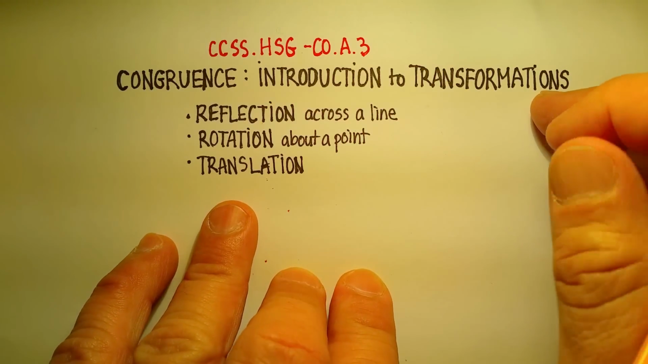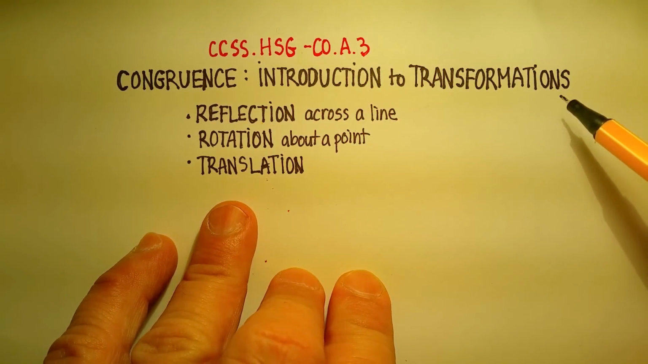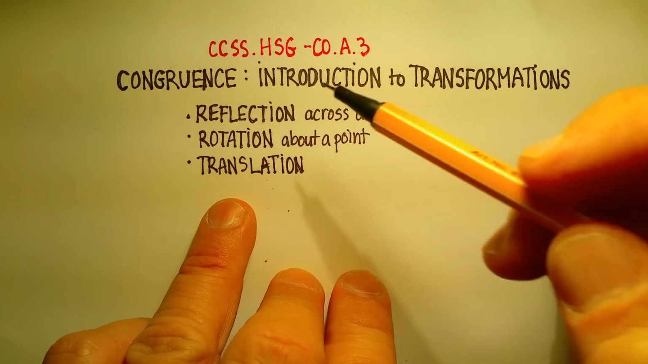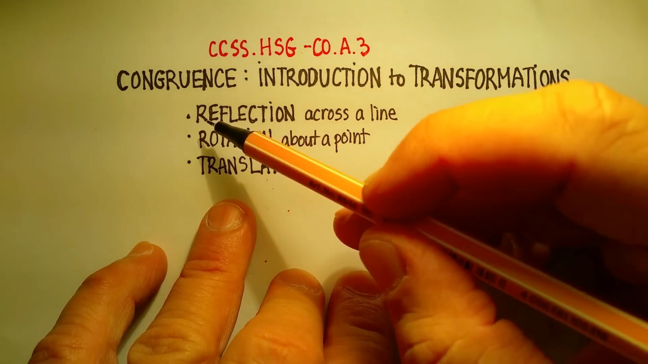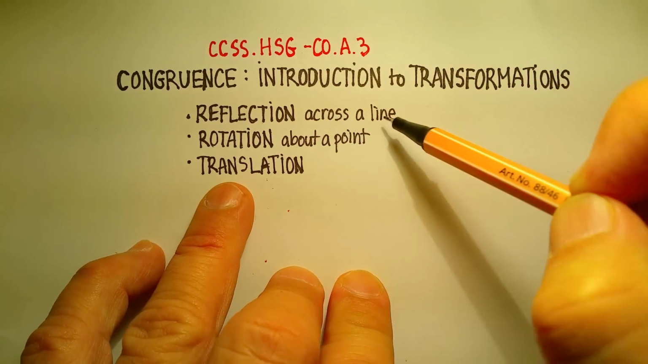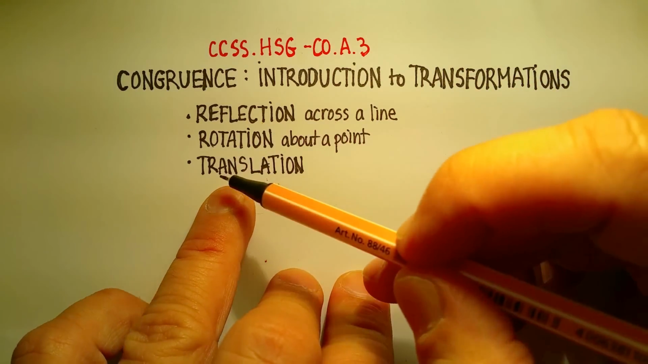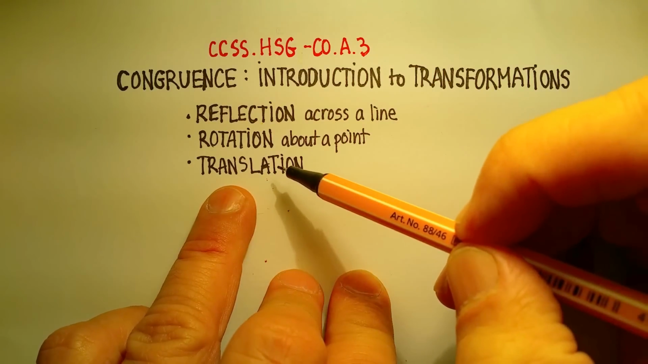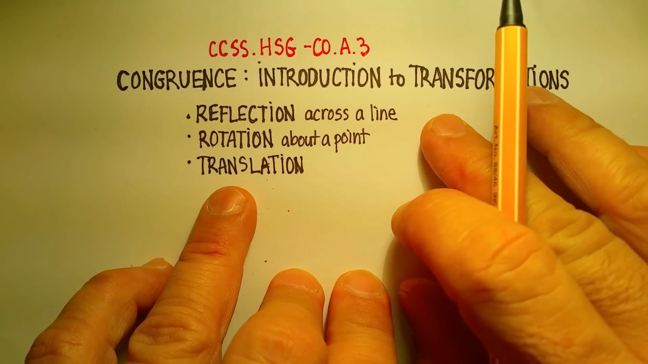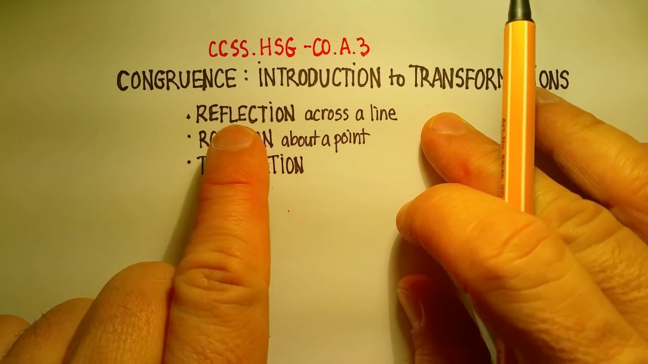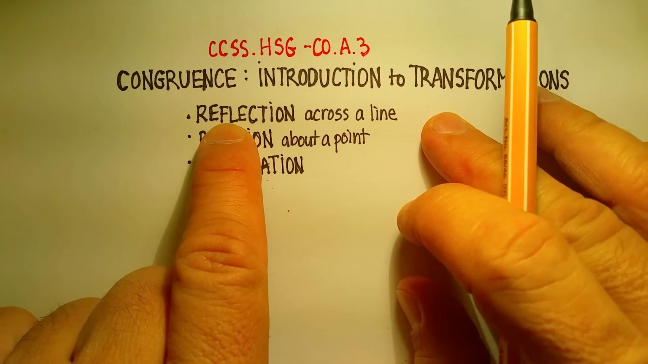Now, what's some of the vocabulary that you need to know about something called a transformation? Well, there's three types of transformations, okay? There's something called a reflection across a line, something called a rotation about a point, and then something called a translation, all right? So this is just a real basic introduction video. So let's start with what is a reflection.